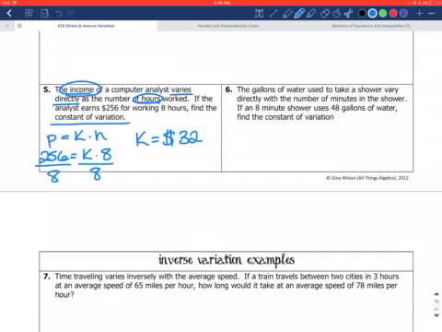Very, very nice. And then for number 6, the gallons of water used to take a shower varies directly with the number of minutes. So we're going to say gallons vary directly with the minutes. So if an 8-minute shower uses 48 gallons of water, we will plug in 48 and 8, solve for k, and that k, not m, will equal 6. So that constant of variation is 6, and that represents how many gallons per minute, right?